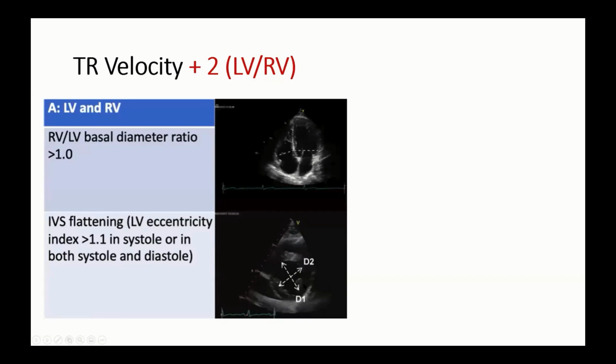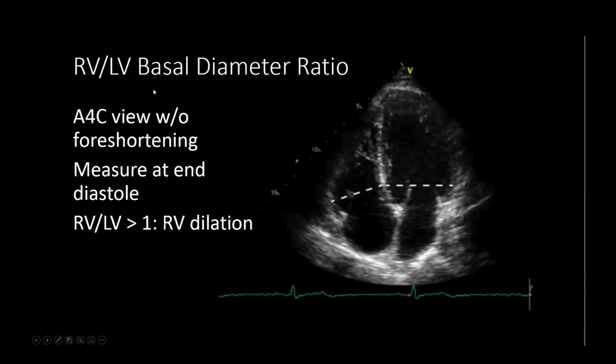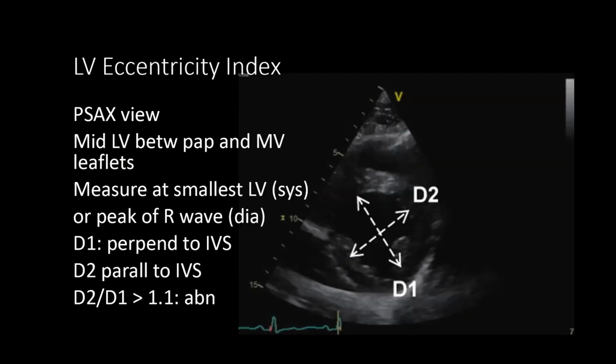If the left ventricle is flattened, then this thing called the eccentricity index becomes more than 1.1. So D2 over D1 will be high, and that tells you that the ventricle is flattened, as if it's not good enough just to look at it, but you have to get a number. So again, for the basal diameter ratio, you use an apical 4 view, and a ratio of more than 1 gives you RV dilation. For the LV eccentricity index, you do a short axis view, and if D2 over D1 gives you more than 1.1, then it's an abnormal measurement.